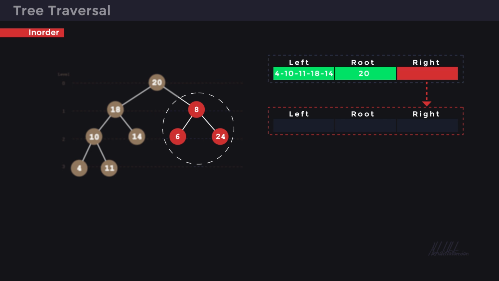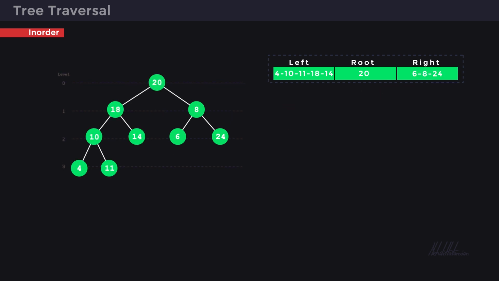We add 6 to the left position of the list, 8 to the root position, and 24 to the right position of the list. In case of Inorder traversal, for each processing, we must follow the rule for visiting the left side first, then root node, and lastly the right side. We gather all these values to insert them into the right position of the very first list we were processing. With that, we have finished Inorder traversal.